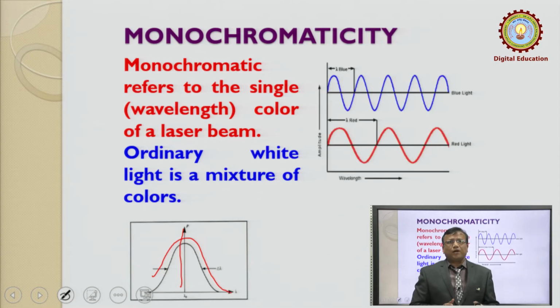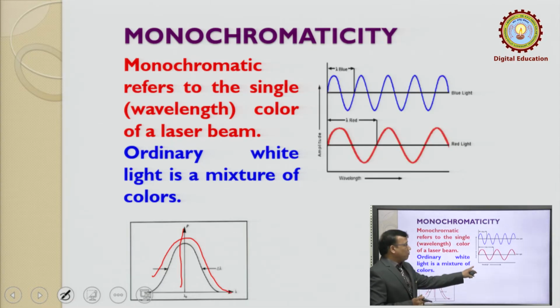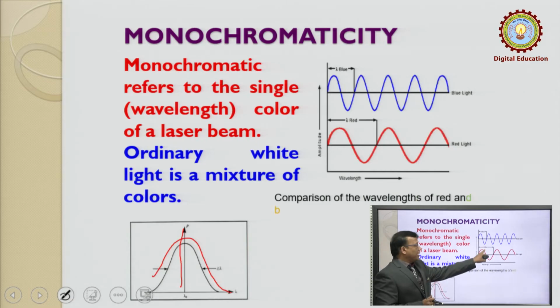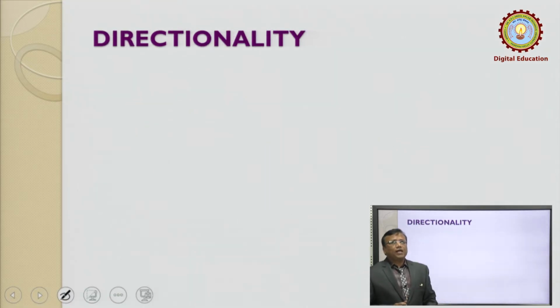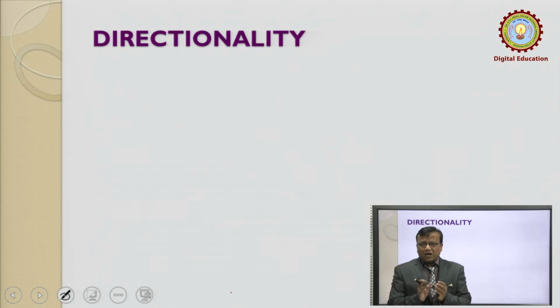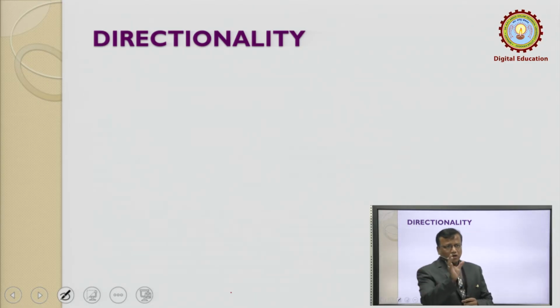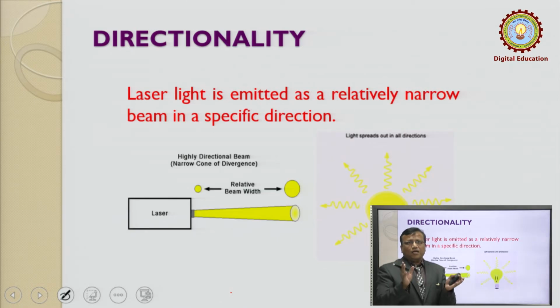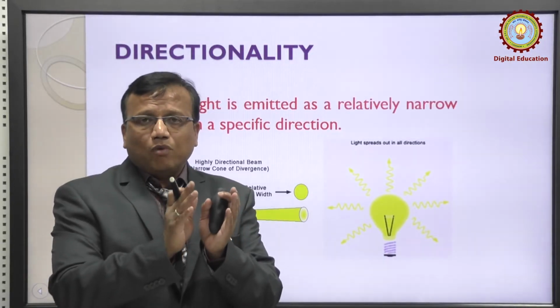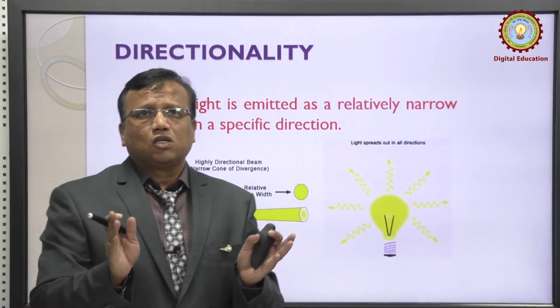The second property is, we are seeing a comparison between the wavelength of the red light and the blue light. The crest and trough of blue light and red light are not falling on each other, so they make a broad spectrum. Now the second property is directionality. If we light an ordinary bulb, or talk about sunlight, as soon as we turn on the light it spreads in all directions, meaning it travels in multiple directions. The direction is not fixed for ordinary light.